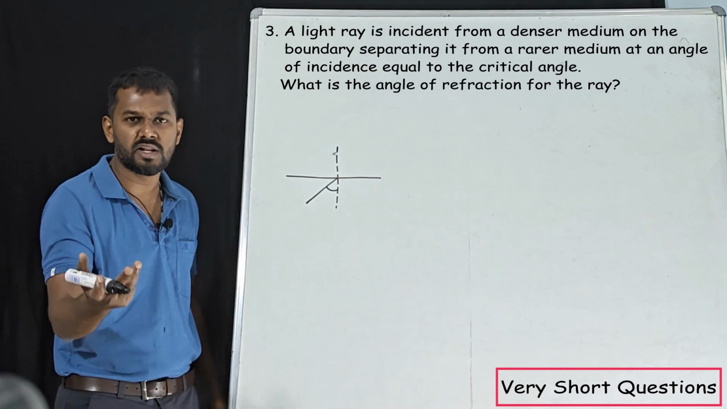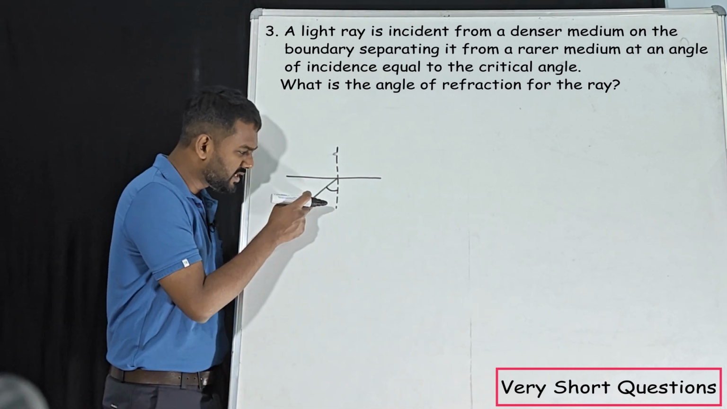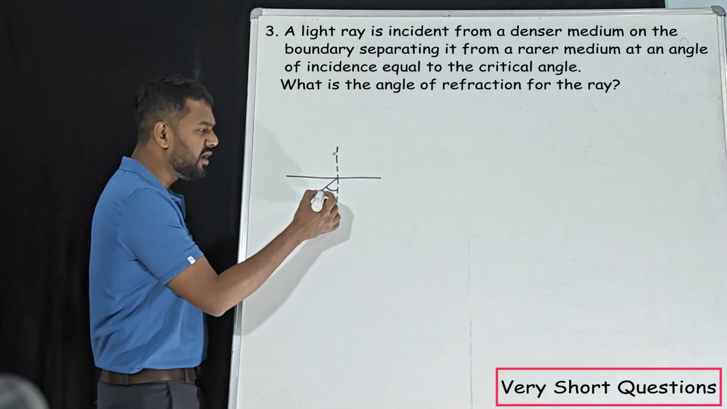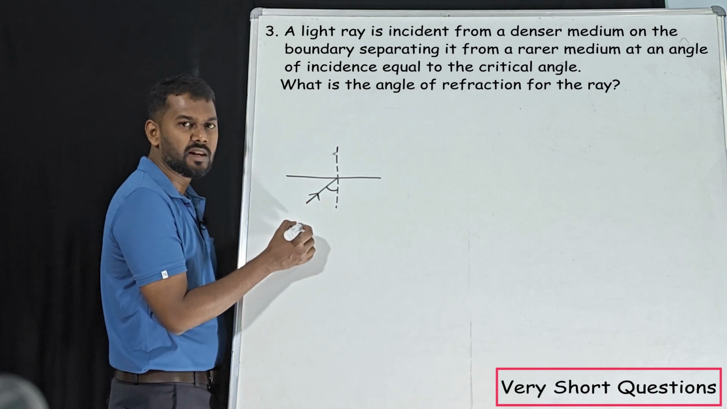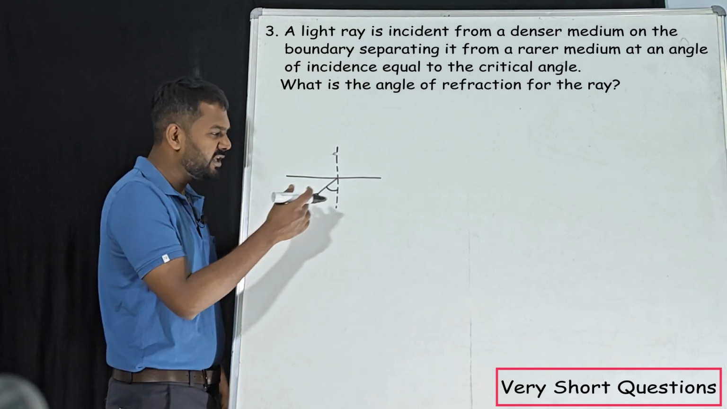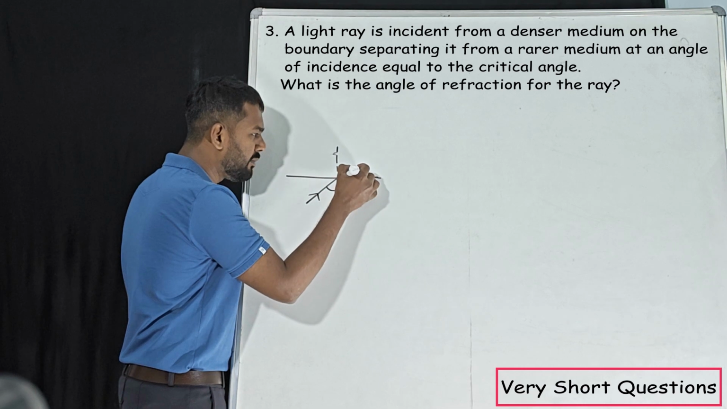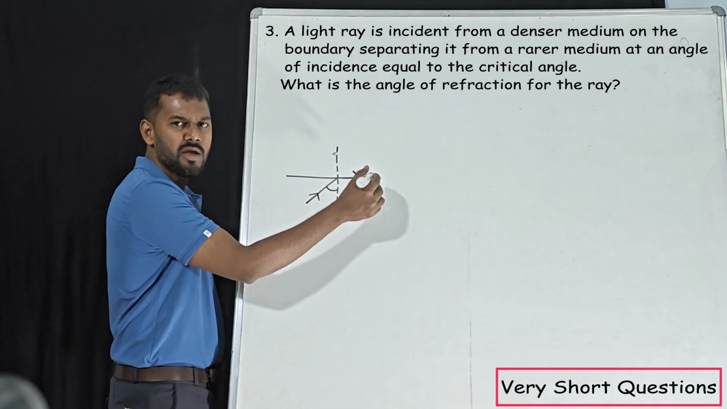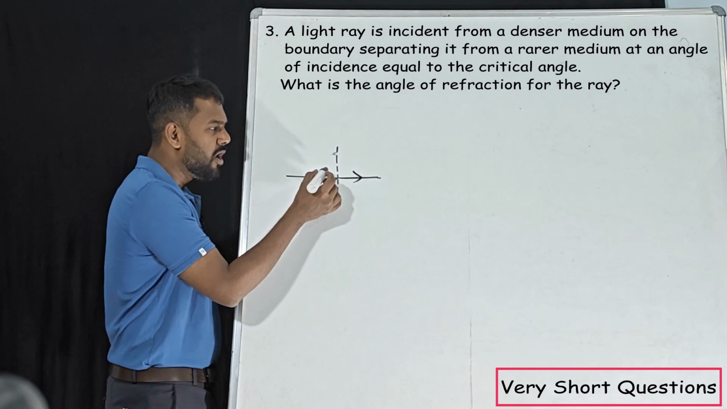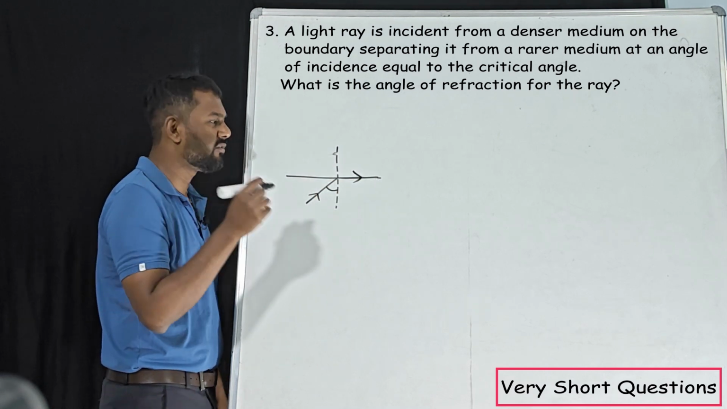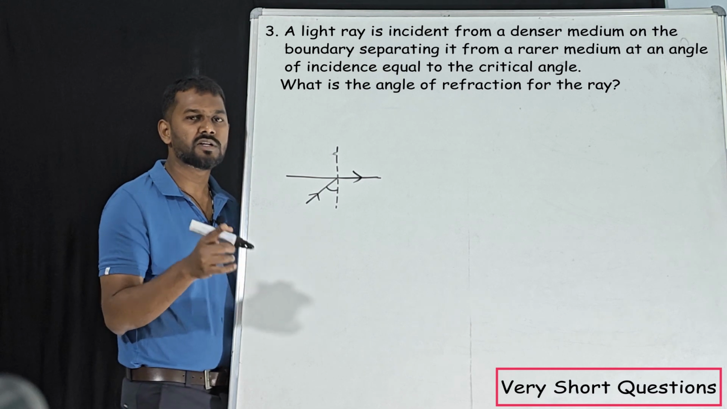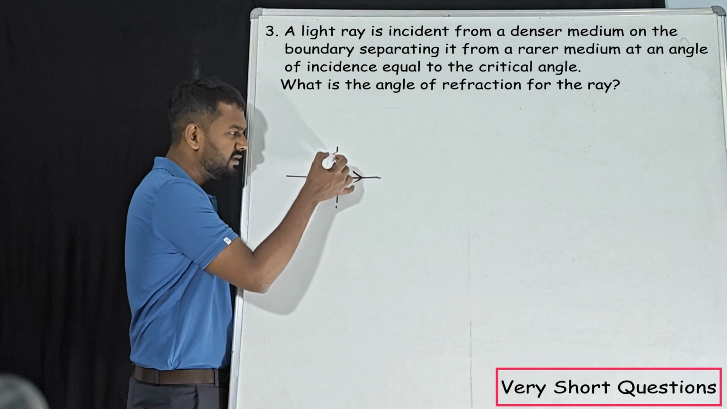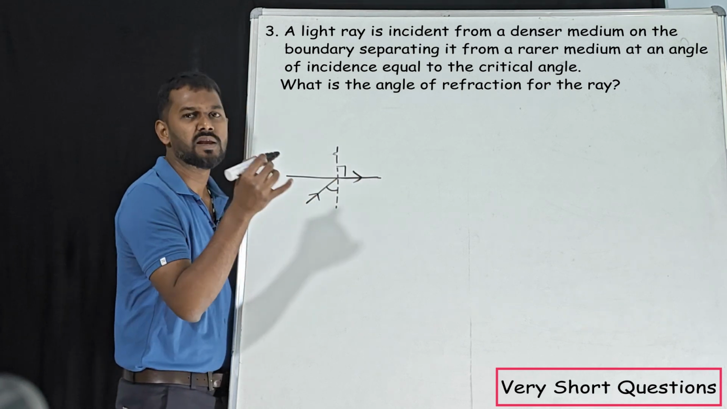What is the definition of incident angle? The angle between the incident ray and the normal. That is the incident angle. Now, the angle of incidence is equal to the critical angle of this medium. If these two are equal, the refracted ray will be on the surface of the medium. Now, if this is the condition, what is the angle of refraction? How can we find it? The angle between the normal and the refracted ray. This is the refracted ray and this is the normal. What is the angle? 90 degrees.